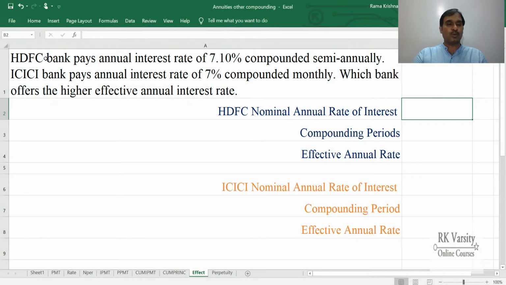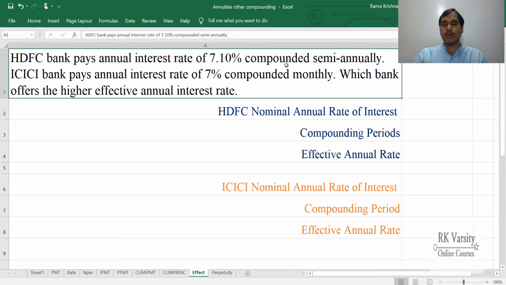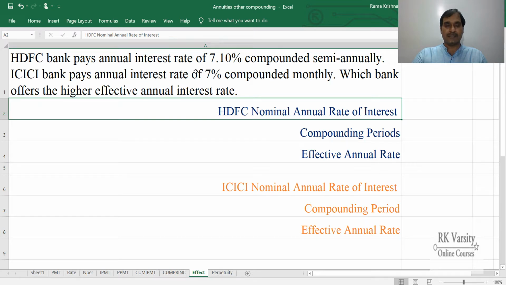Here is an example. There are two banks, one is HDFC Bank and the second one is ICICI Bank. HDFC Bank pays an annual interest rate of 7.10%, compounded semi-annually, that is every 6 months. On the other hand, ICICI Bank pays an interest rate of 7%, compounded monthly. So which bank offers the highest effective annual interest rate, so that you can make your investment, whether you choose HDFC Bank or ICICI Bank? At the outset, you can think that HDFC Bank, which is paying an annual rate of 7.1%, is higher. But actually, you need to look at the effective annual rate.